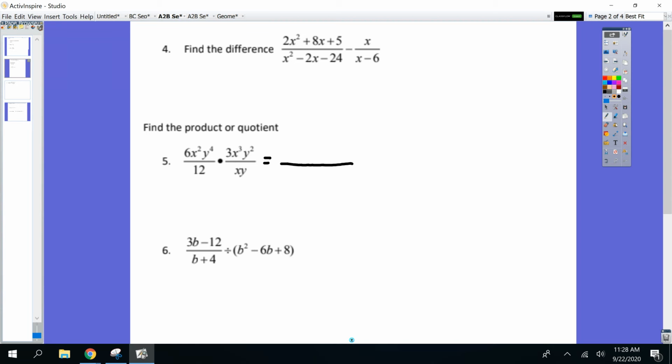All right, so if I multiply numerator times numerator, I get 18. 6 times 3, there's 5 x's and 2 y's. And on the bottom, there's not much to multiply, just 12xy.